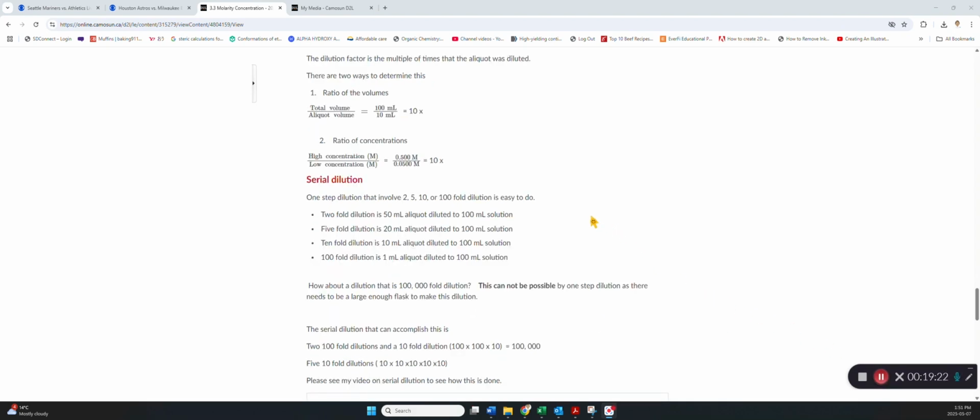Okay, so what you have seen here is a tenfold dilution, and a tenfold dilution is a one-step dilution where we take 10 mils of an aliquot and make it up into 100 mils of solution.